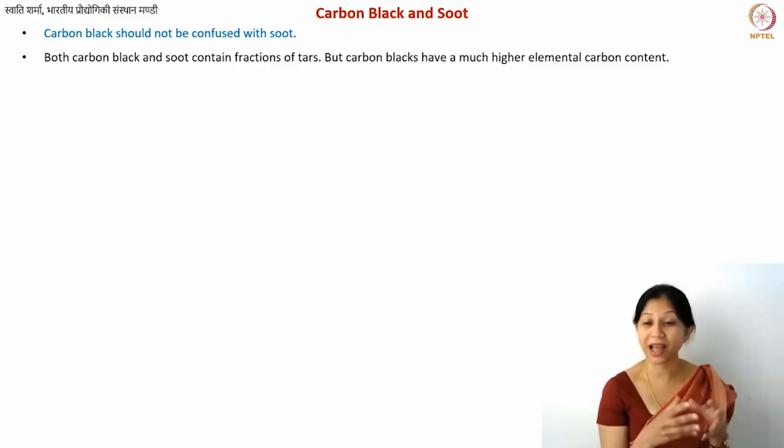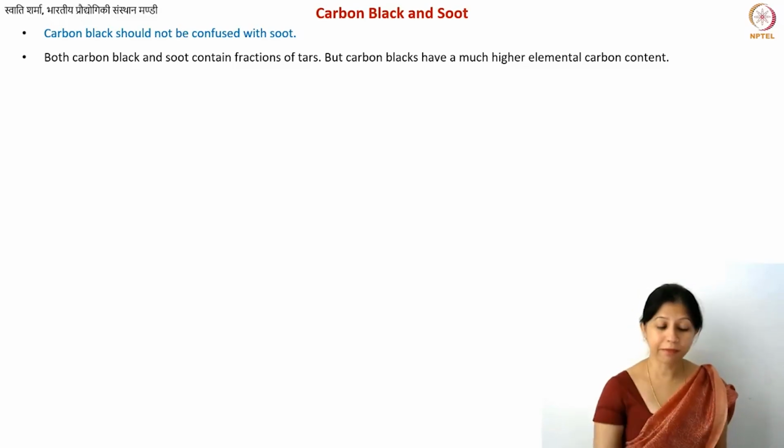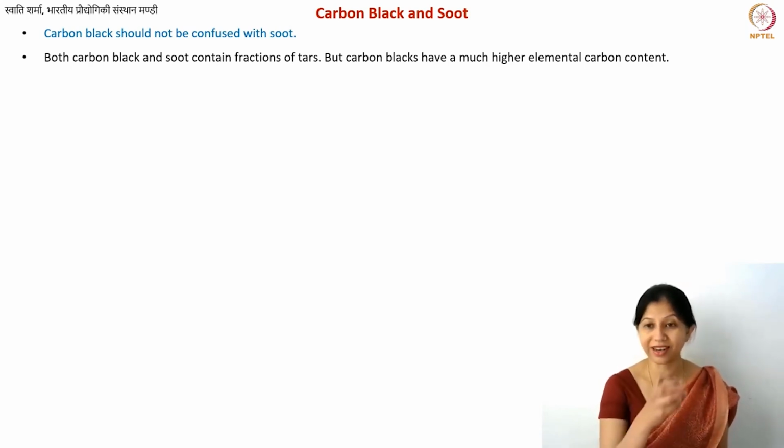So even if carbon black contains tar, then how can you say that it is different from soot? Well, number one, the total C by H ratio. The ratio of carbon to hydrogen in the case of carbon black is much higher. This is what is known as the elemental carbon ratio. So that is much higher in the case of carbon black.